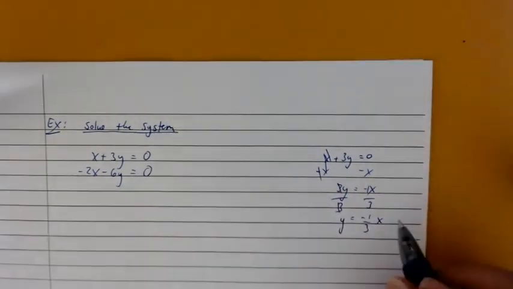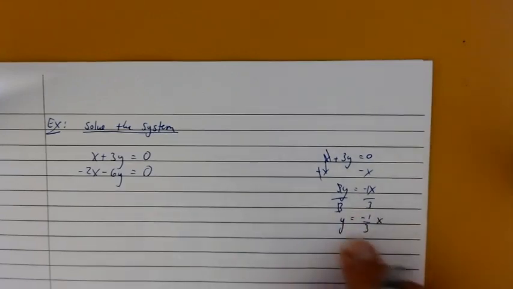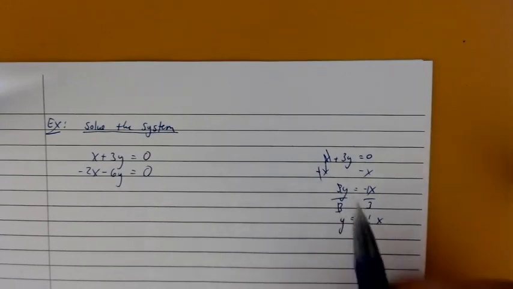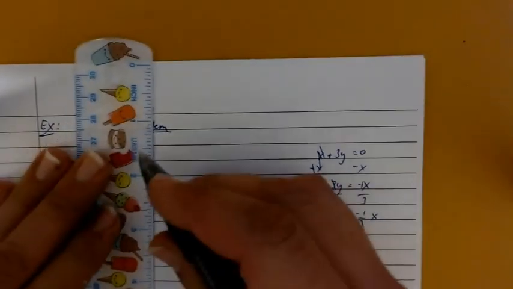Notice that means that if x is equal to 0, then y is equal to 0. Anything times 0 is 0. So that means that this is going to cross through the origin. When x is 0, y is 0. Okay, so let's go ahead and see what that looks like.